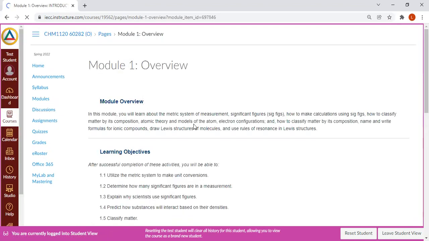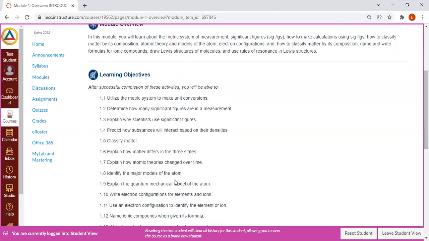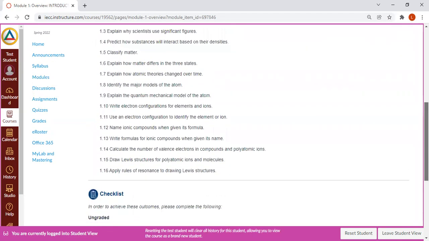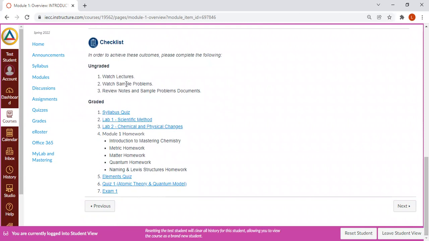It just tells you, okay, these are the things you're going to learn. Here are my learning objectives for you on what you should learn in this unit. Here's the checklist of the things that you should do. These things I'm not going to give you a grade for, like I can't grade you watching a lecture or problems or reading notes. Here are the things that you will get graded for.